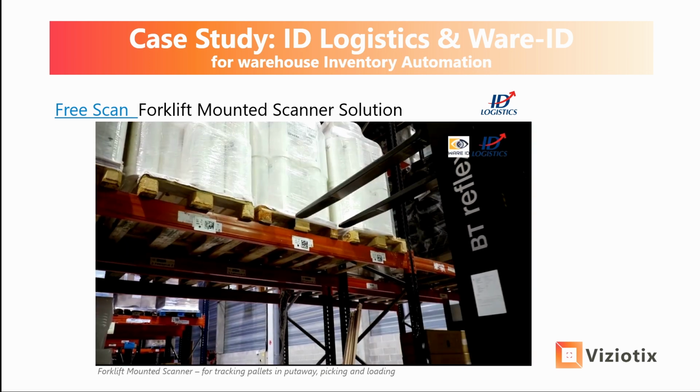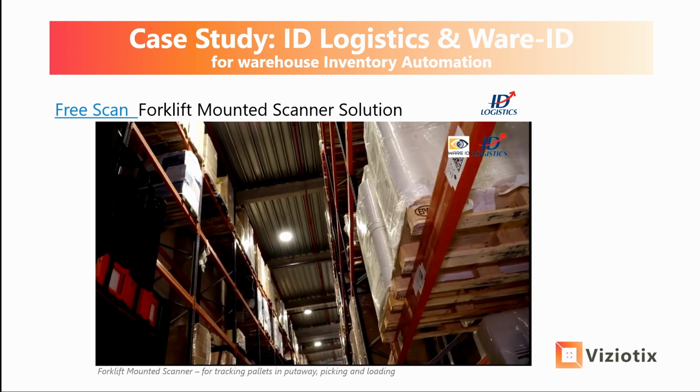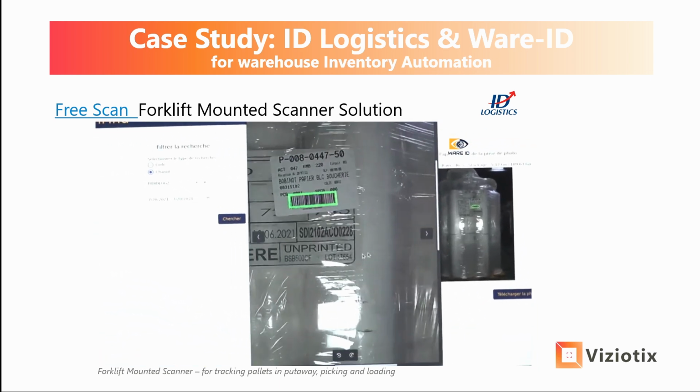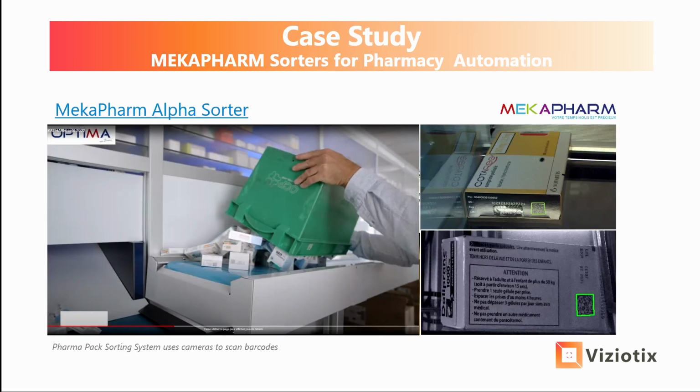This is a forklift-mounted scanner that basically the idea is you track the pallets from the moment you receive them in goods inwards. You track them during the put-away process, the picking process, and the shipping process, so that you know at every point in the process exactly where all of your items of inventory are.